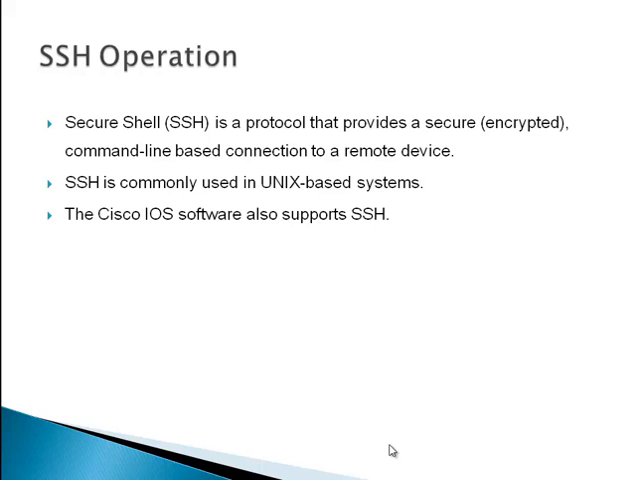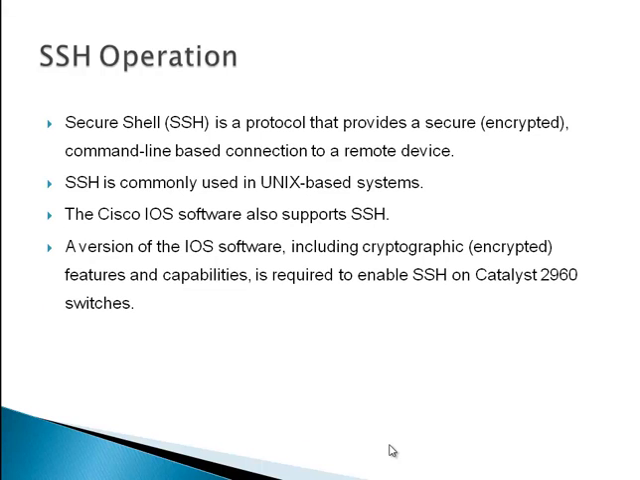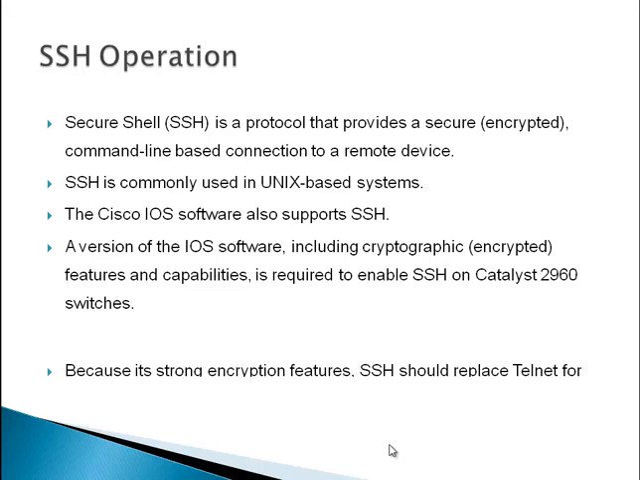The Cisco IOS software also supports SSH, which is a great thing. And a version of the IOS software including cryptographic encrypted features and capabilities is required to enable SSH on Catalyst 2960 switches. So some of the IOS, they need to support these cryptographic encryption features. If they don't, you cannot enable SSH. The reason is, to support the cryptographic is because we need to create the key or the certificate.